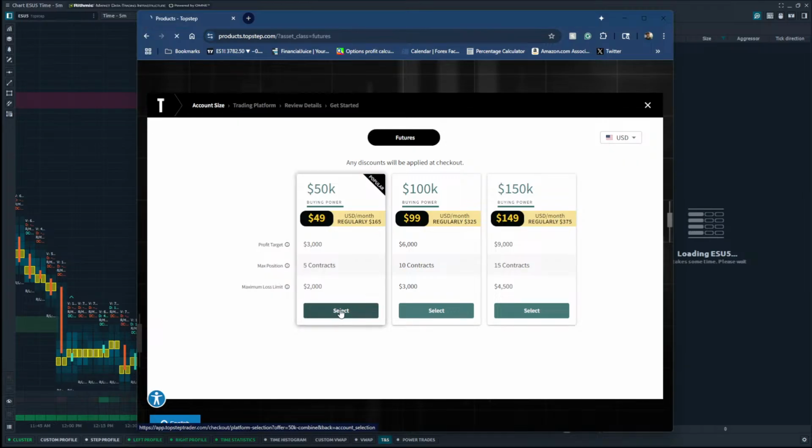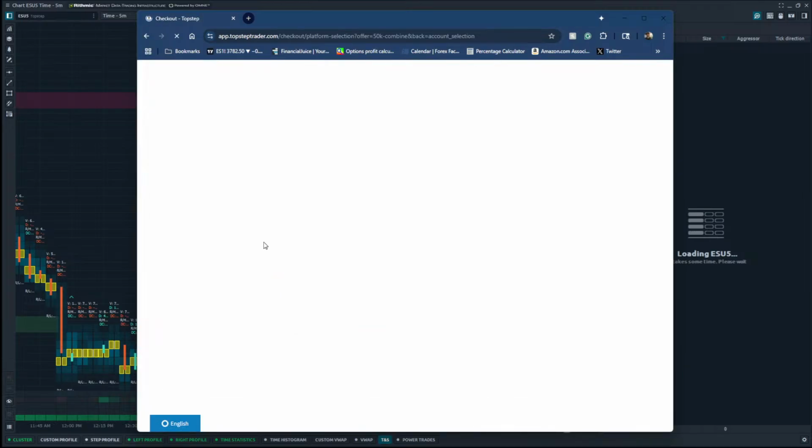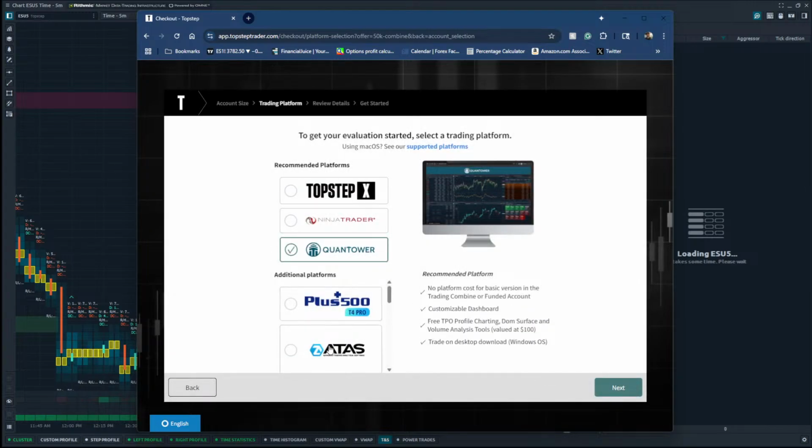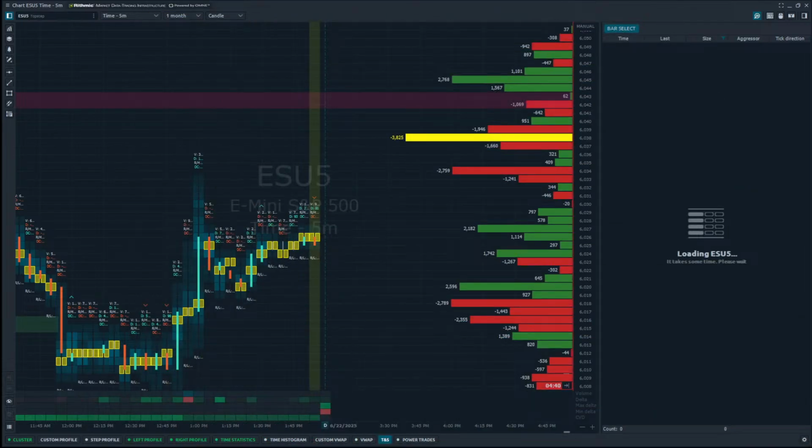If you click here, it's going to give you a list of brokers that you can use, and one of them is Quantower. So you would make sure you select that, and then finish the sign up process. The reason I recommend TopStep is they give you free access to the premium indicators on Quantower. I'll show you what that means.